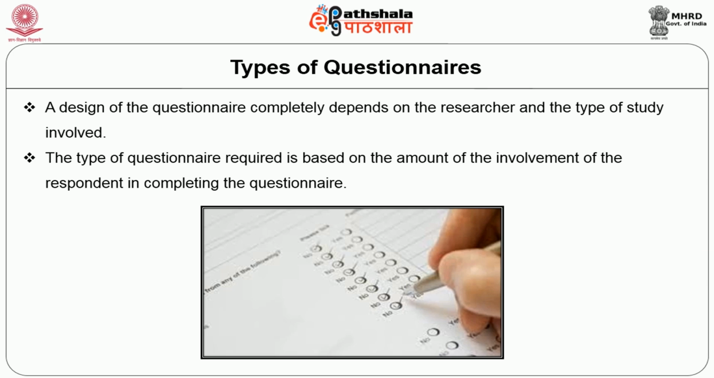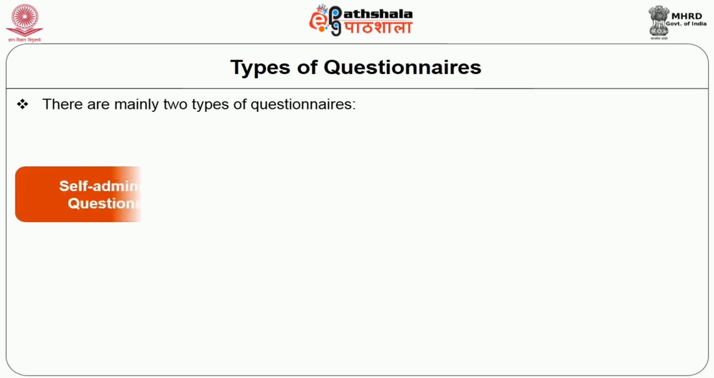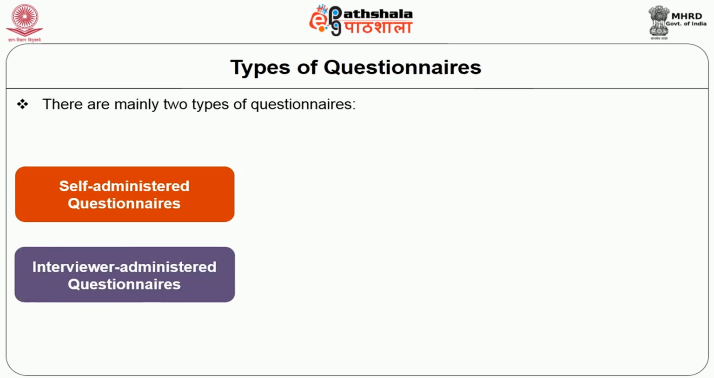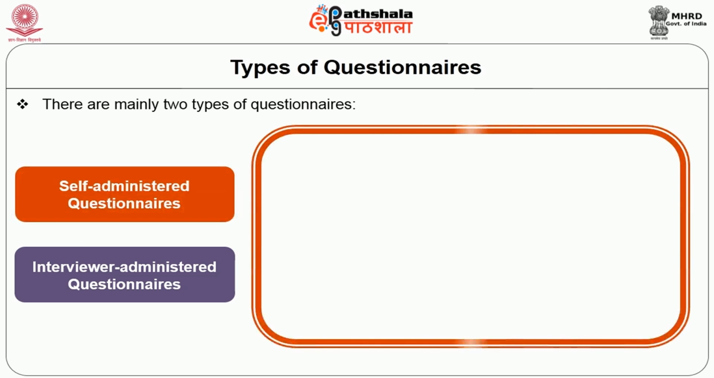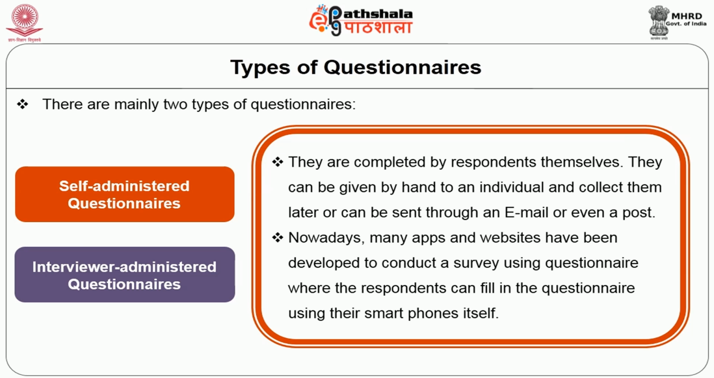The type of questionnaire required is based on the amount of involvement of the respondent in completing it. There are mainly two types of questionnaires: self-administered questionnaires and interviewer-administered questionnaires. Self-administered questionnaires are completed by respondents themselves. They can be given by hand to an individual and collected later, or sent through email or even post. Nowadays, many apps and websites have been developed to conduct a survey using a questionnaire, where the respondent can fill in the questionnaire using their smartphone itself.